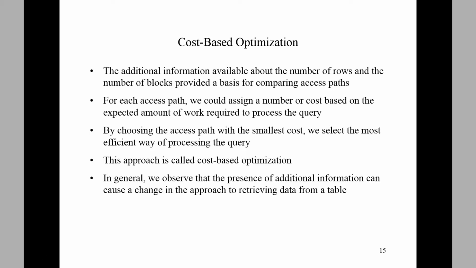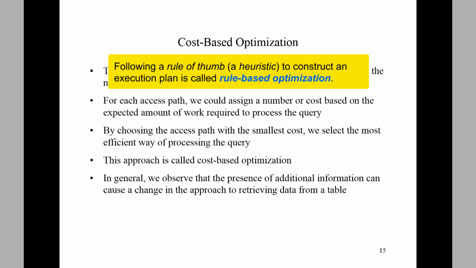In the previous situation, without the information about the description of the table quantity, number of rows, number of blocks, or the size of the index, the system simply took the route of saying, hey, I got an index, I'm going to use it. The opportunity presents itself, I'm going to use the index. That approach would be what is called rule-based optimization. The system was employing a heuristic, a rule of thumb.